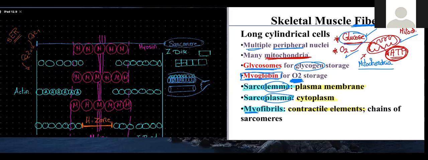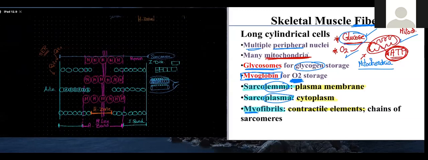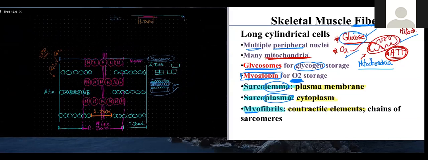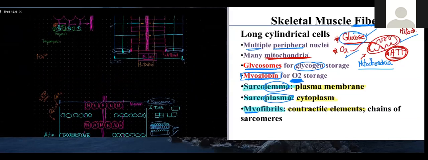Shortens. And if you shorten each and every muscle cell, what's going to happen to the length of the whole muscle? Becomes shorter. And as the muscle becomes shorter, it's going to be able to perform its action.